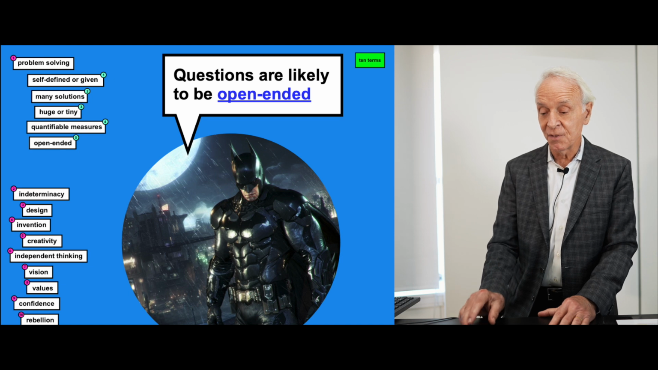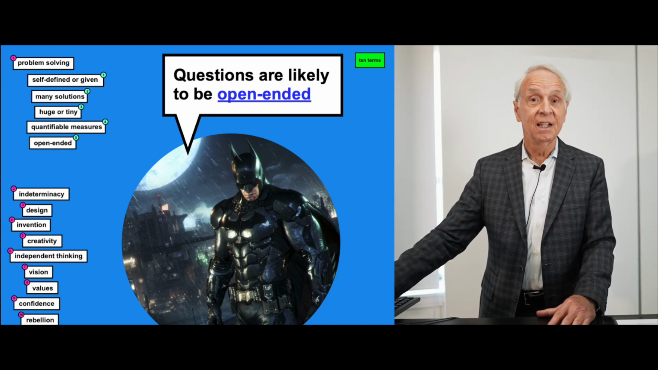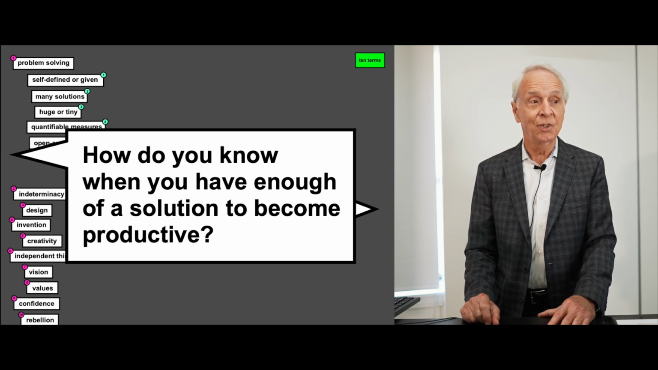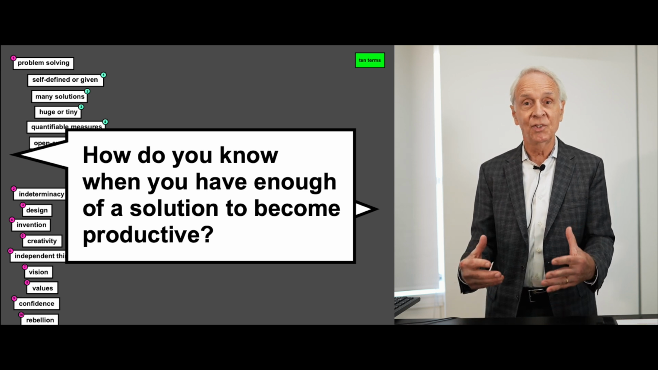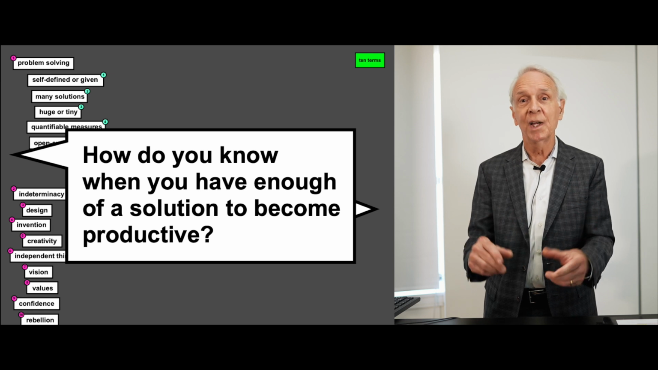And then we also talked about the fact that most of these problems are open-ended. Fundamentally, a big question that comes up in creative problem solving is, how do you know when you have enough of a solution to become productive? It's not that you know at a certain moment, I'm done. It's always open-ended. Okay, so that was our definition of problem solving. Let's now look at those other 9 terms that I mentioned.